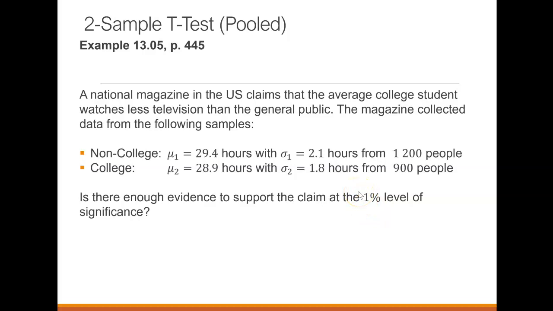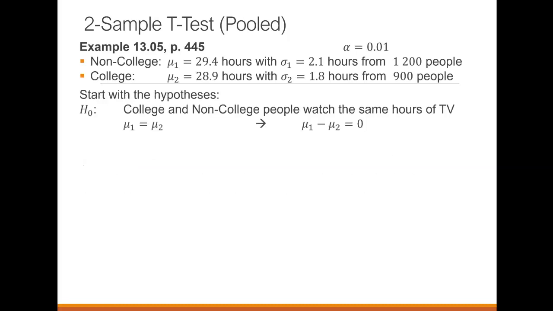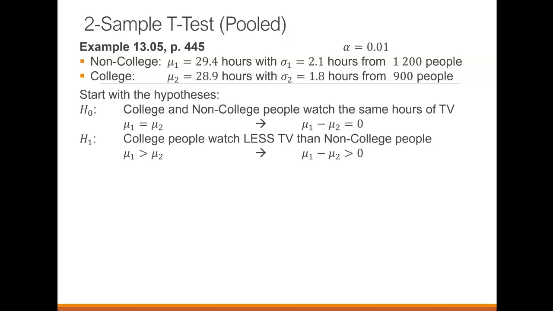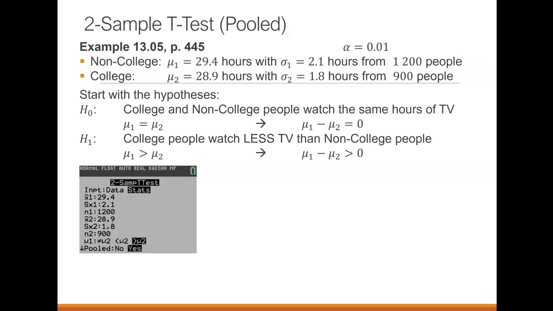So let's start by writing our hypotheses. What would we say? Non-college watches the same as college. Okay, so mu1 equals mu2. And our alternative would be? mu2 is less than mu1. Right, that the college TV watching is less than the general public. Or you could write it in the order this way. Mu1 greater than mu2 says the same thing, right? Okay, let's get this data into our calculator and see what it says.